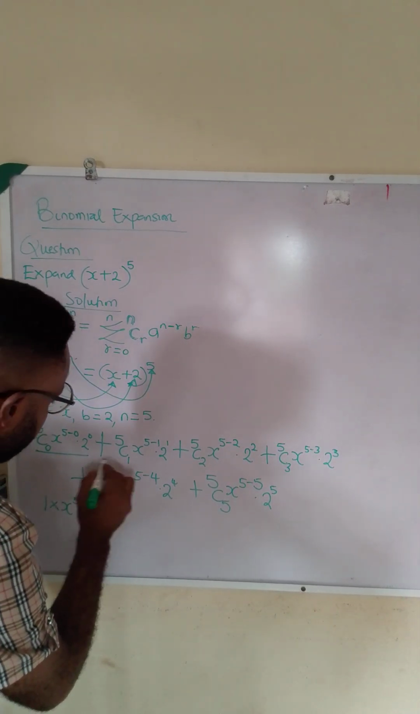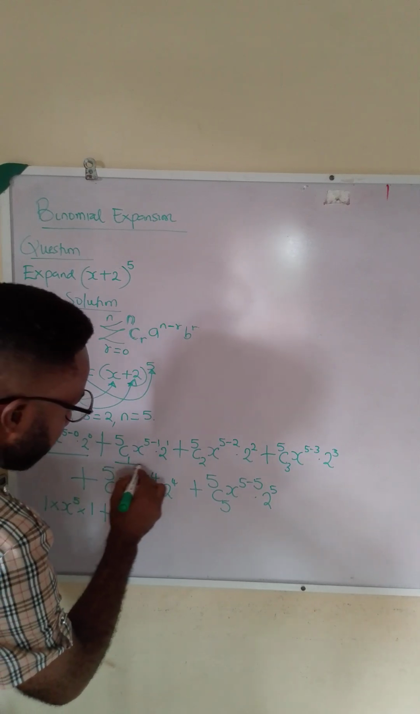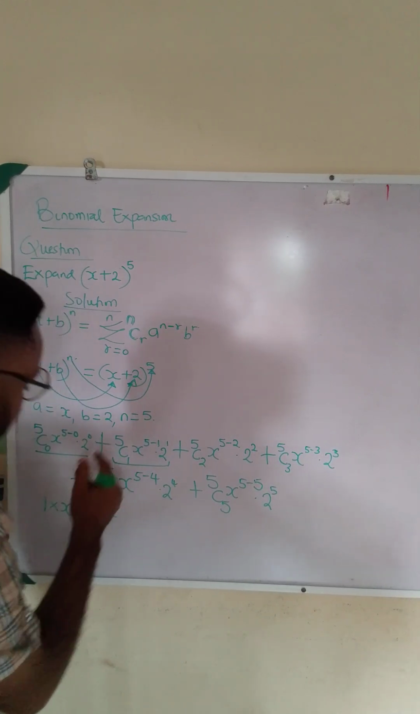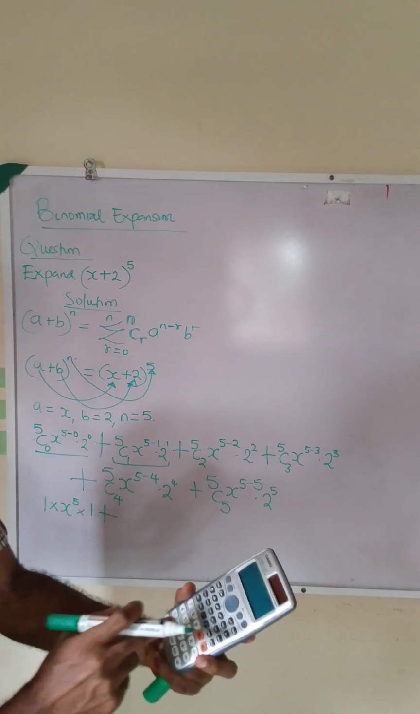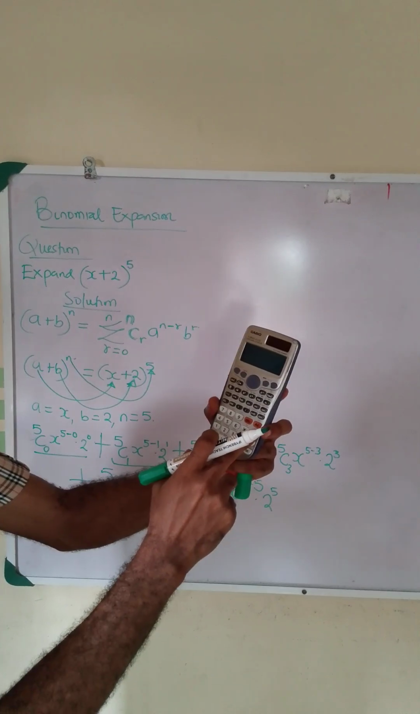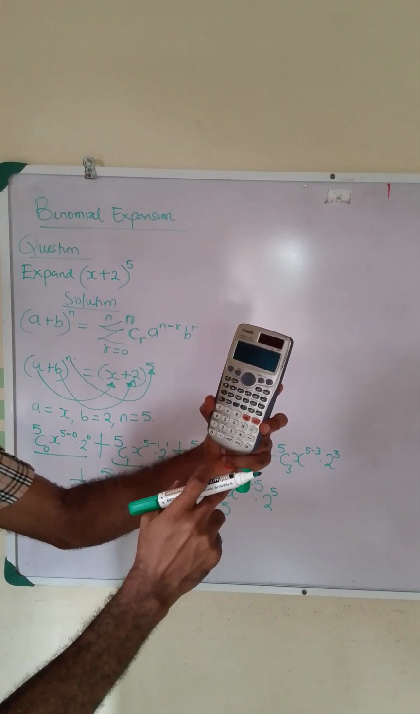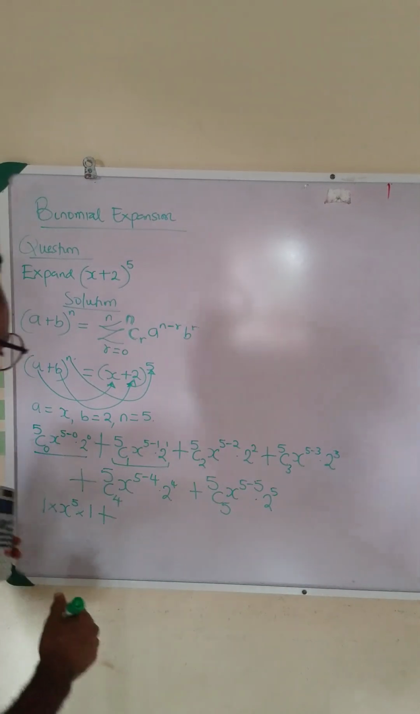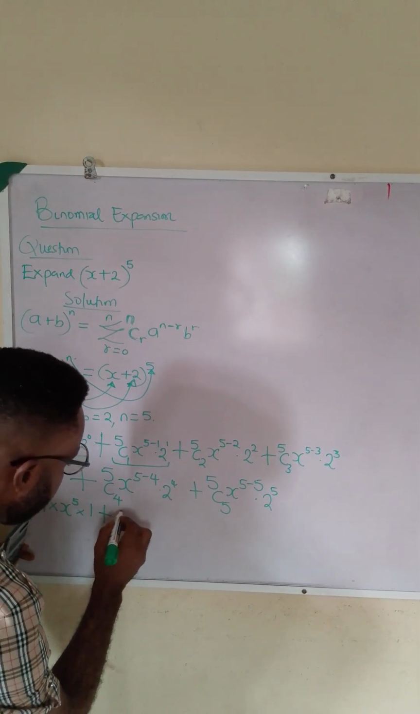So we now have to consider this. 5 combination 1, so we press our calculator again, 5, shift, this is where combination is, 5 combination 1, and so 5 combination 1 is 5, so we write 5.